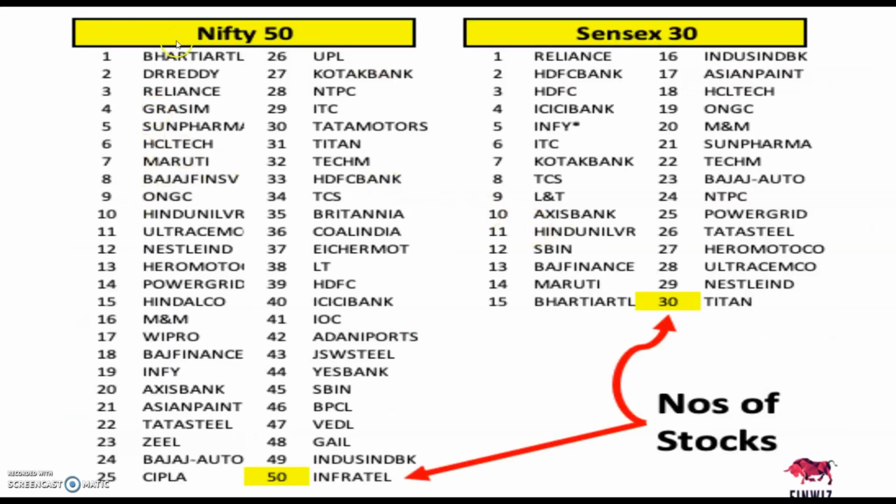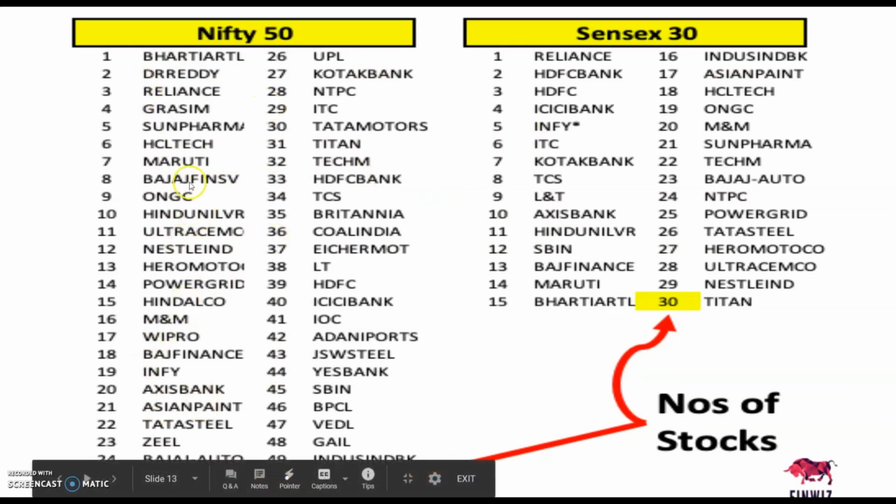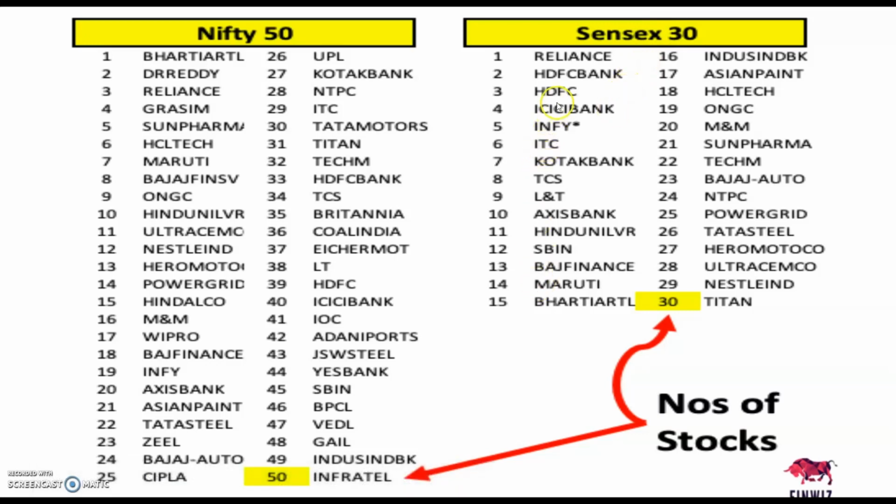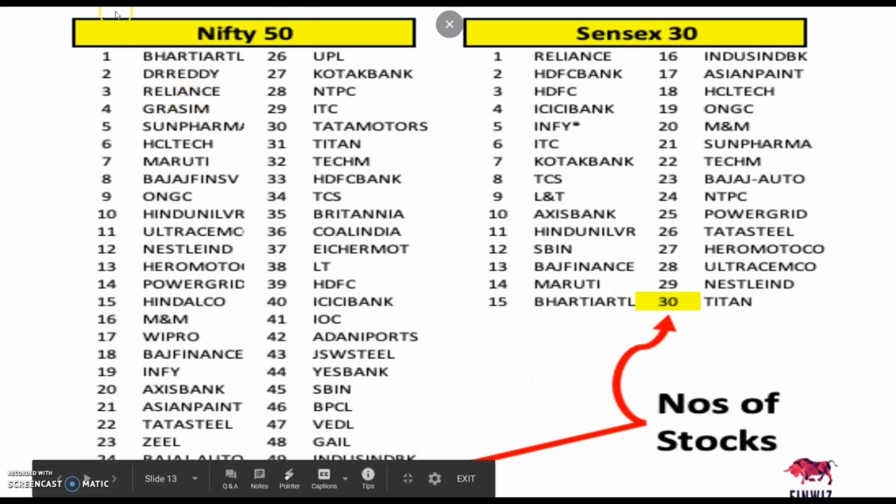We can take a look at some of the stocks that come under Nifty 50 and Sensex, like Reliance, ONGC, Nestle. All of these come under Nifty. Reliance comes under Sensex as well, and some other stocks under Sensex are ITC, Axis Bank. But the major thing is that Nifty 50 consists of 50 stocks and Sensex consists of 30 stocks.